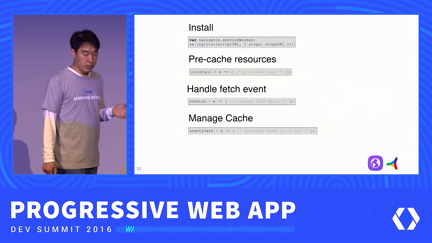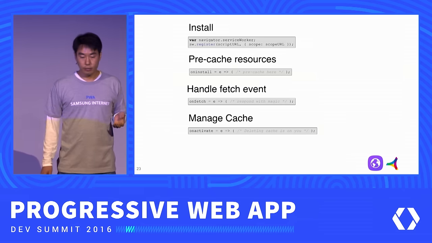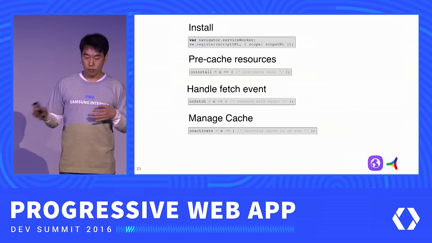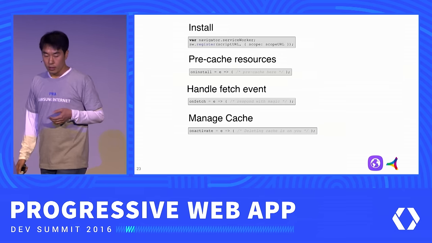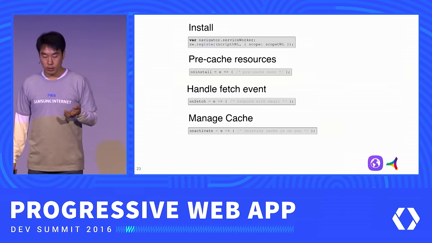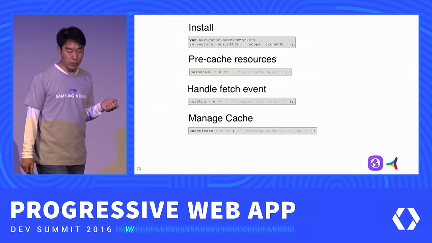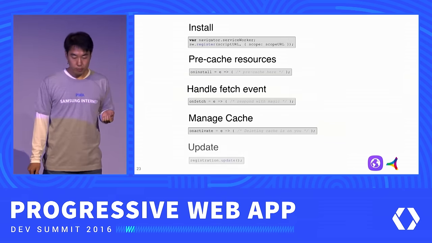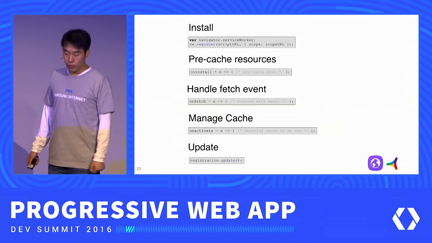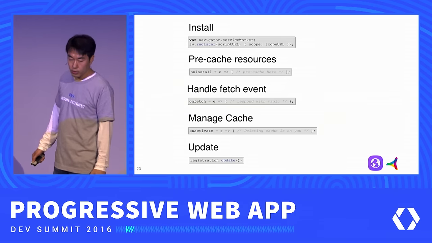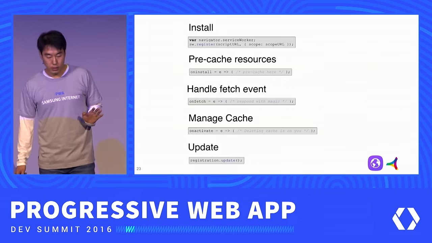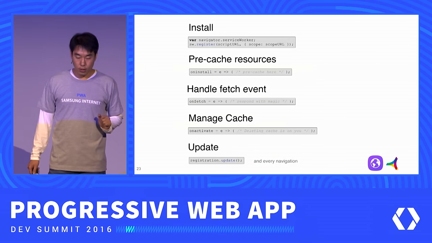And onActivate is also a lifecycle event that is dispatched during the installation. This is a place where you can delete whatever cache objects will not be used in the next version. We also provide the update API, so you can explicitly call this. And also, the browser triggers automatic update on every navigation and on some functional events like push event.